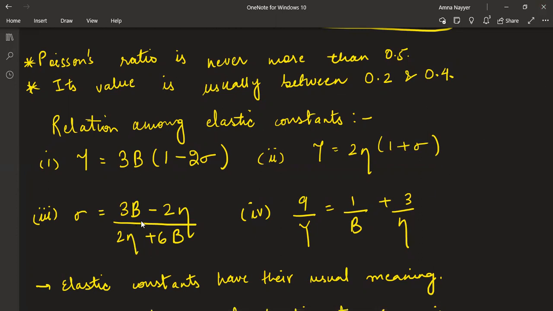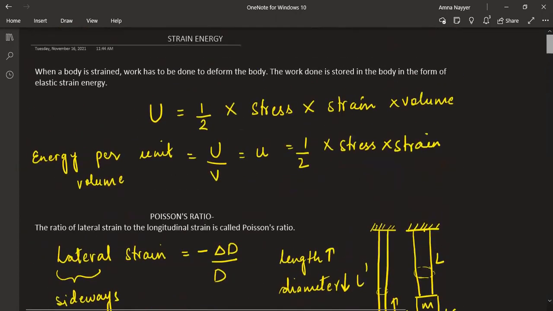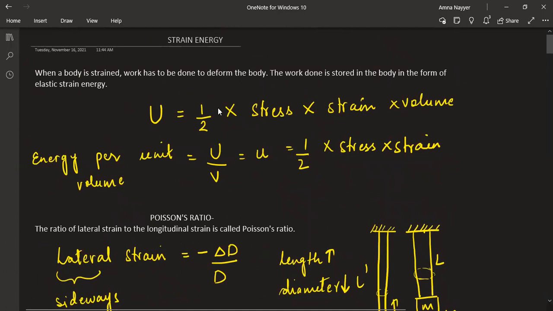See, B is bulk modulus, sigma is Poisson's ratio. This N type symbol is eta, which is shear modulus, Y is Young's modulus. Like if you have bulk modulus, shear modulus, and Young's modulus, a relation between these will be 9 by Y is equal to 1 by B plus 3 by eta. Fine, like this you have the relations. So you can note it down just in case it is required by you. Otherwise, no need. Note it from here.